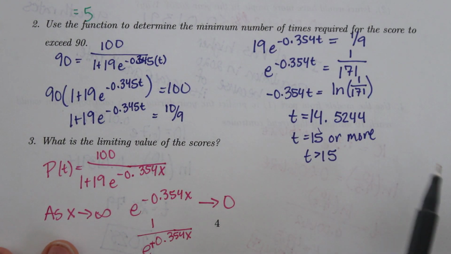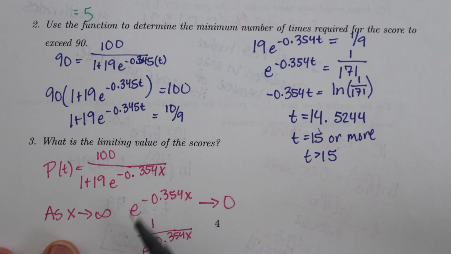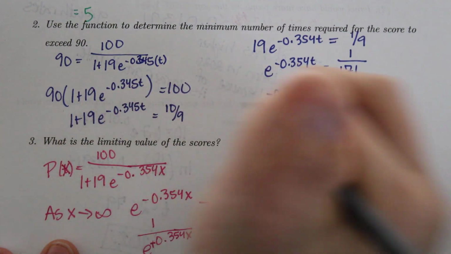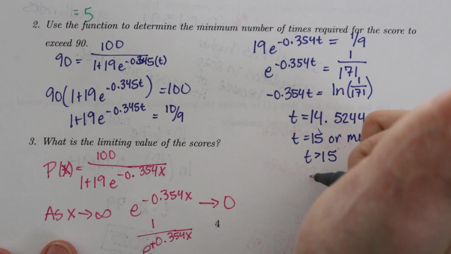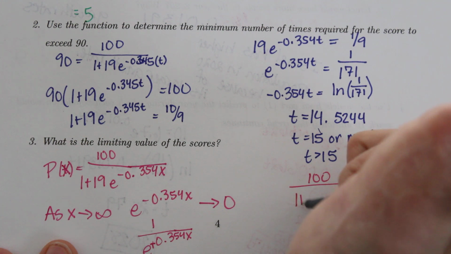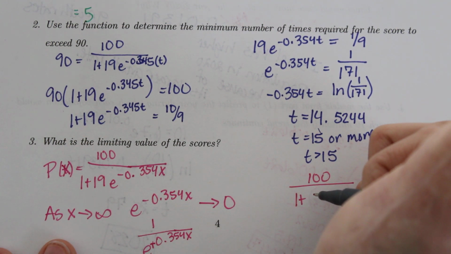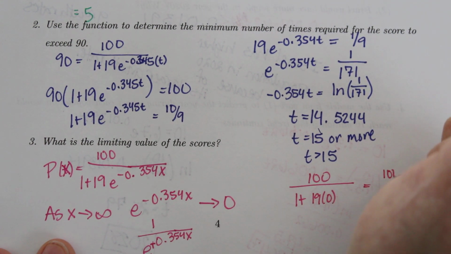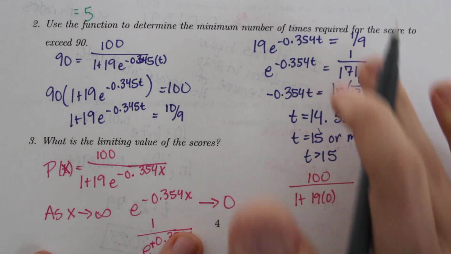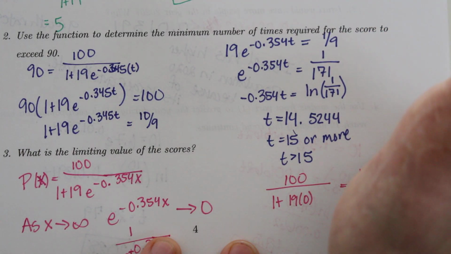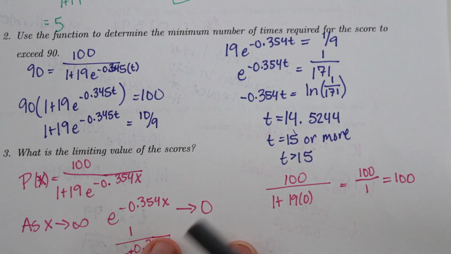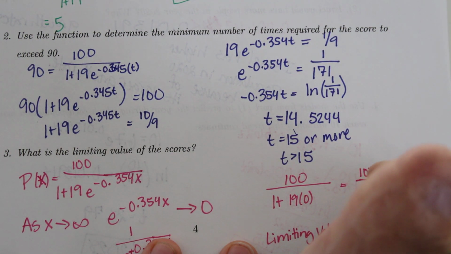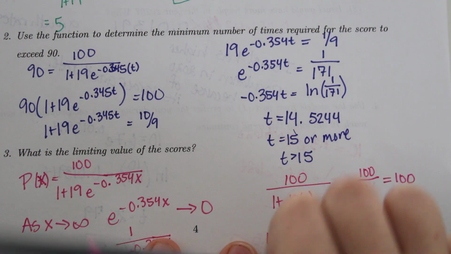Okay, so next we can plug in a 0 for this part of our function to figure out what the rest of our function p of x is doing. So if we have 100 divided by 1 plus 19 times 0, well, this is 100 divided by 1, which is equal to 100. So its limiting value is 100.